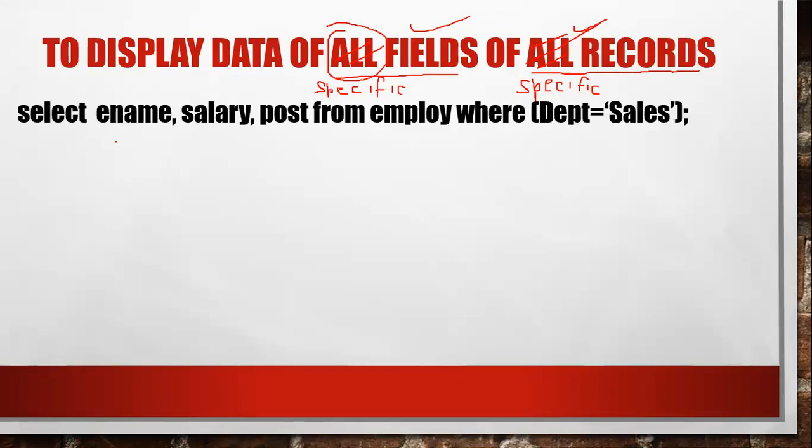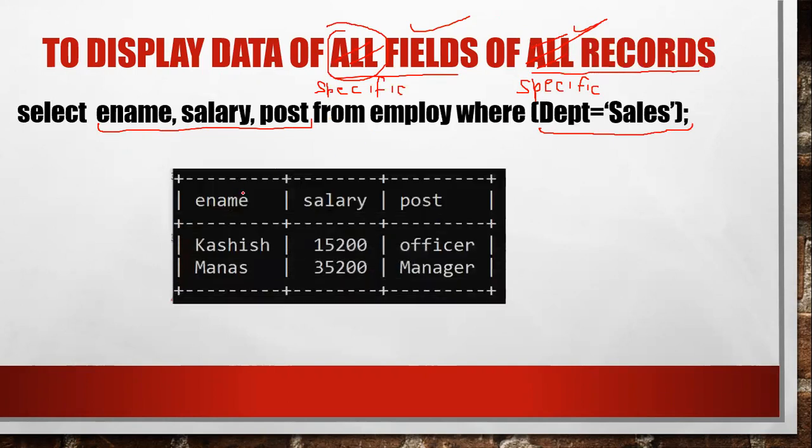Suppose we want to view the details of some specific fields, that is ename, salary and post, and not of all employees. I want to view the details of those employees who work in the sales department, right? So we have to write this query, and when we write this query we will get the result like this. It shows name, salary and post, but of only those employees who work in the sales department.